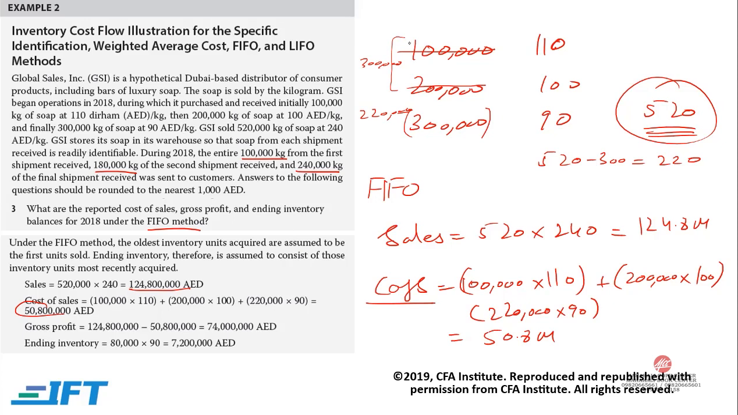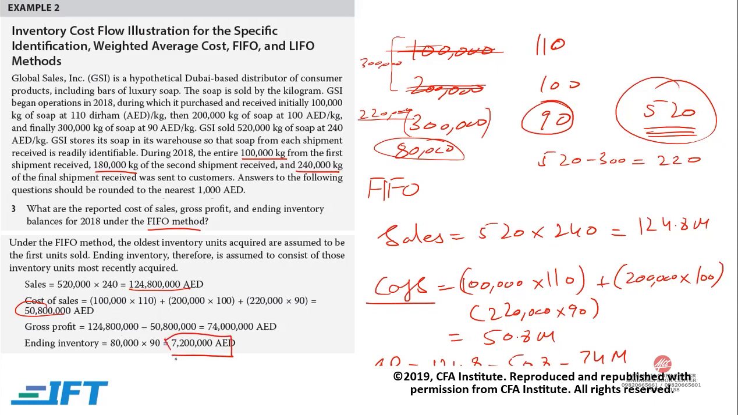First in, first out. So first in, this came first, it will be sold first. Our gross profit would be 124.8 minus 50.8, that is 74 million. And our ending inventory. So out of 300,000, we are left with 80,000. We have already sold 100,000, 200,000 and 220,000 from 300,000. So 80,000 is left. So our ending inventory would be 80,000 multiplied by 90. That is 7.2 million there.